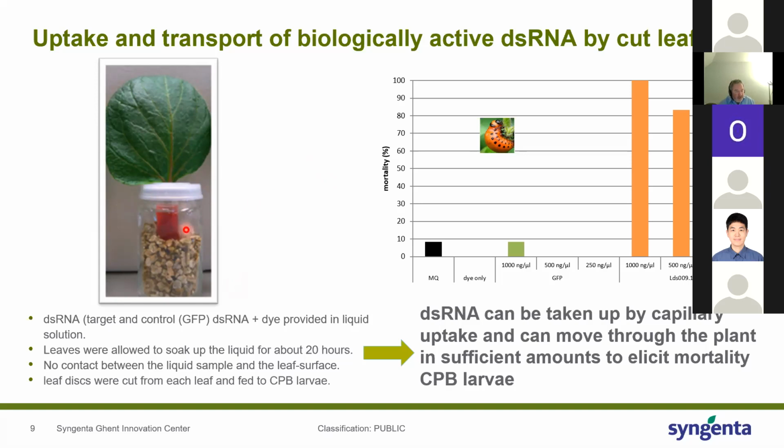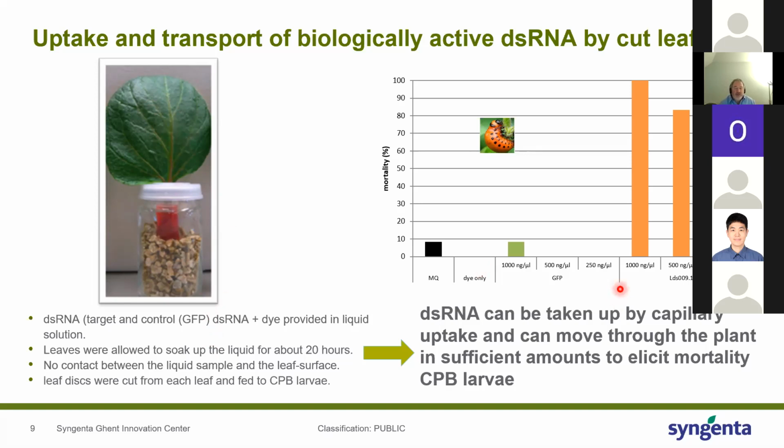So these leaves were allowed to soak up the liquid, and we could follow uptake of the liquid with the dye. And after 24 hours, we took these leaves and we cut out some leaf discs that were fed to the Colorado potato beetle for scoring an effect. What is important is that there was never physical contact between the double-stranded RNA and the surface of the leaf here. So whatever the insects got was inside the leaf.